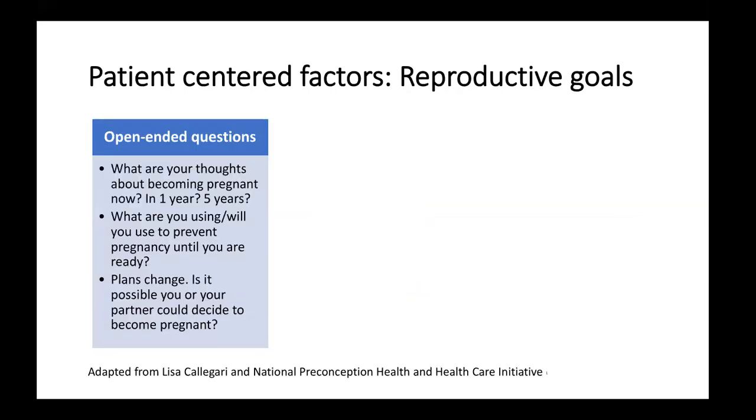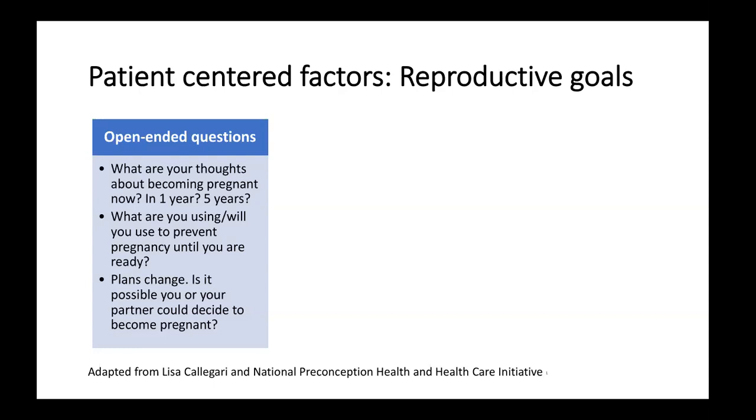Okay, so in terms of how we talk to patients about their reproductive goals, there are a couple of big buckets. One is using open-ended questions, and I've provided some scripts, or questions that you could lead with. For example, what are your thoughts about becoming pregnant now, in 1 year, or 5 years? And some motivational interviewing as well. What are you using to prevent pregnancy? Or what do you plan to use? If they say that they never want to get pregnant, then asking them, is it possible that this might change at some point, or that you and your partner might have a different opinion in a couple of years?